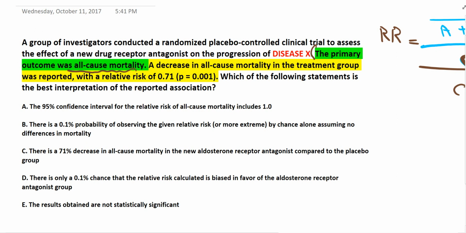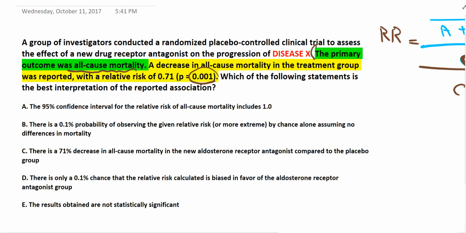Then it says a decrease in all-cause mortality in the treatment group was reported with a relative risk of 0.71 with a p-value this much. Which of the following statements is the best interpretation of the reported association? Now you can pause the video and pick your answer, and I will explain why the correct answer would be that specific choice.